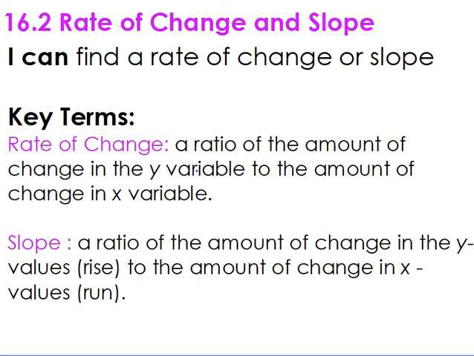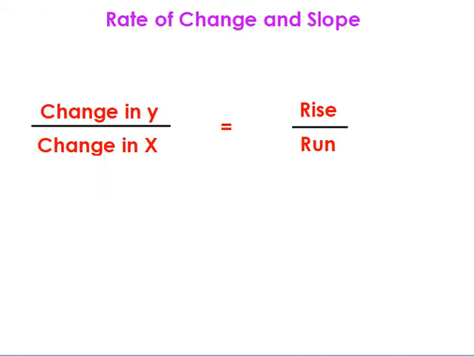Rate of change and slope are the same, but slope refers more to a straight line, where rate of change could also be for lines that are not straight. When we're talking about rate of change and slope, we're talking about ratios, or fractions: the ratio of the amount of change in the y variable to the amount of change in the x variable. Slope is the same thing. Another term we use is rise over run, and I want to look at that in a second. Just know with rate of change and slope, we are talking about fractions.